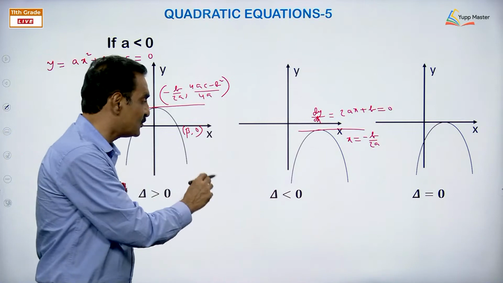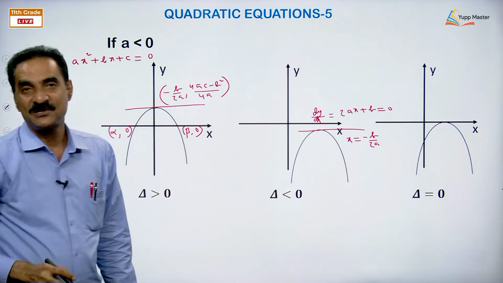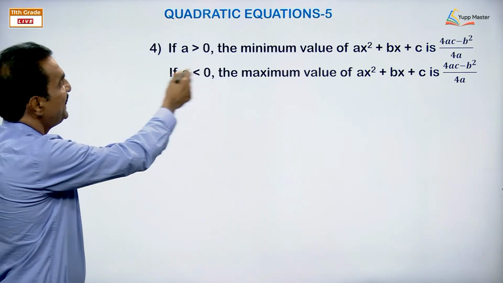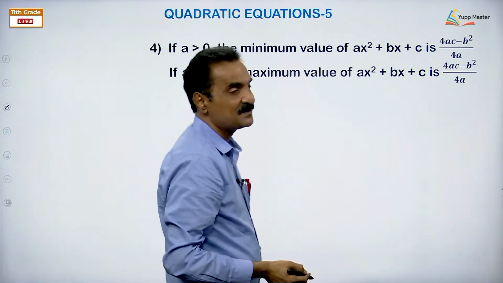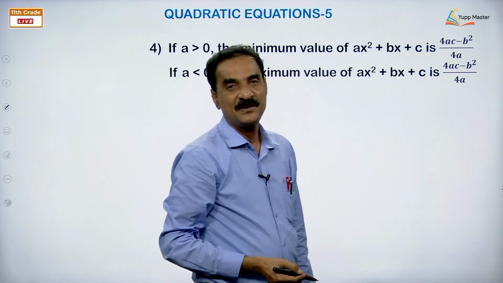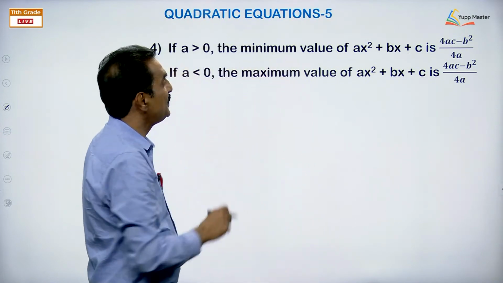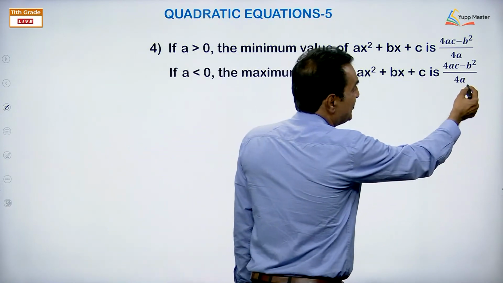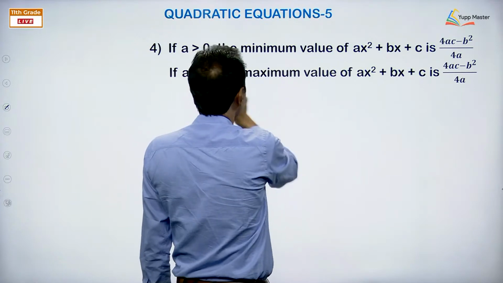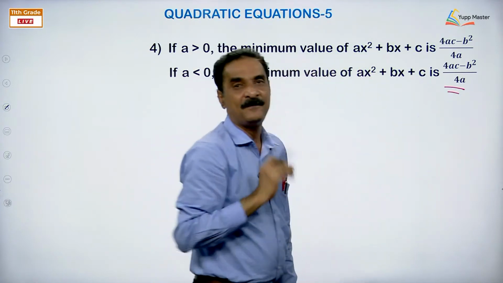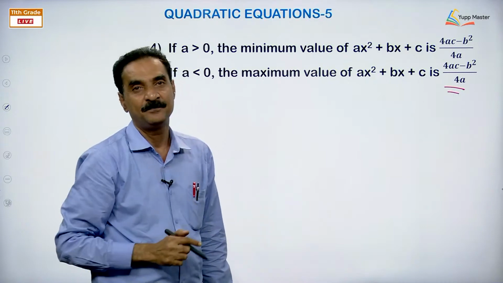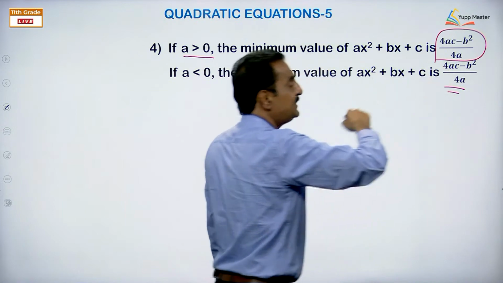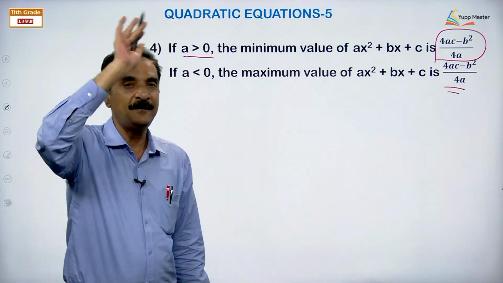So when a is negative, then the quadratic expression will have a maximum value. Okay, the same points. If a is greater than 0, the minimum value of ax square plus bx plus c is 4ac minus b square by 4a. If a is less than 0, the maximum value of ax square plus bx plus c is 4ac minus b square by 4a. There is no minimum value. It can vary up to minus infinity. When a is greater than 0, this is the minimum value and there is no maximum value. It can go up to infinity.